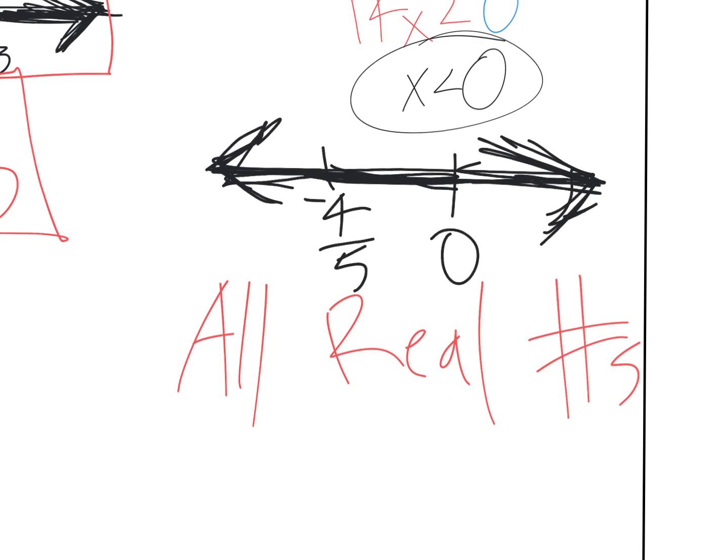But the reason why it's all real numbers is because, like I said, the overlap's not really important. So it's true on anything less than 0. It's true on anything greater than -4/5. And it's true for anything in between -4/5 and 0. So it's one or the other or both. And so that means it's all real numbers in this case, since they overlap and pass each other, going left forever and right forever, and some in between.